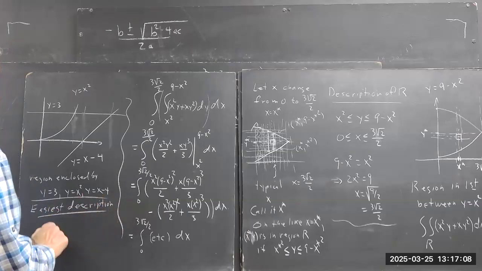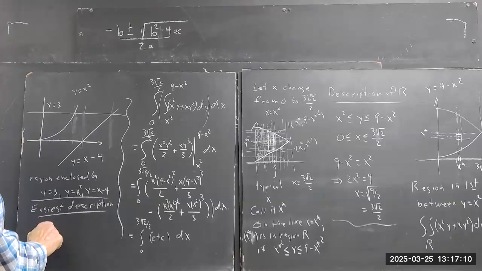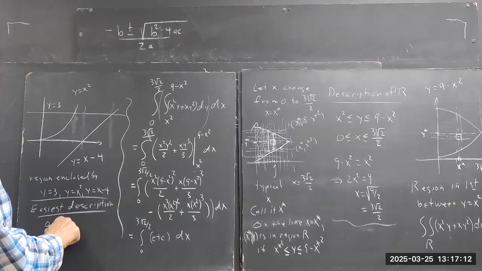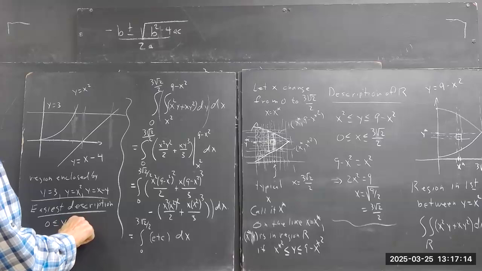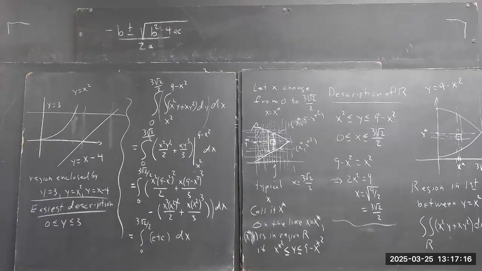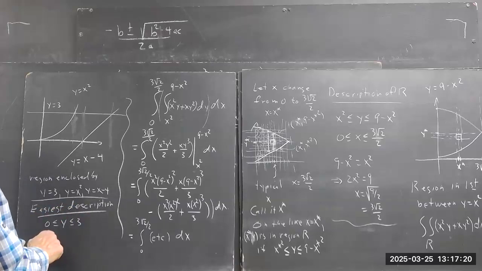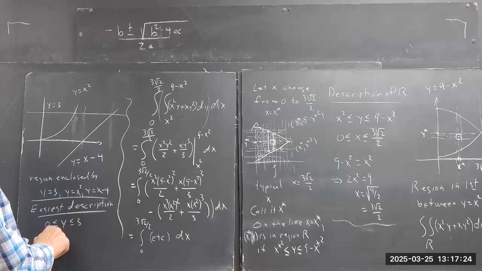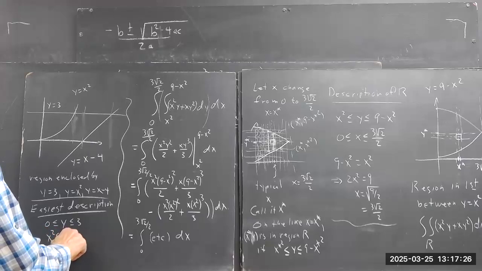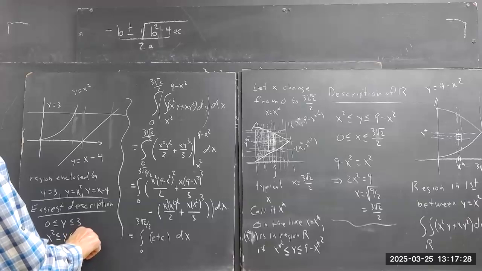I'll say this, the easiest description of the region is 0 less than or equal to y less than or equal to 3, and X squared less than or equal to X less than or equal to x minus 4.